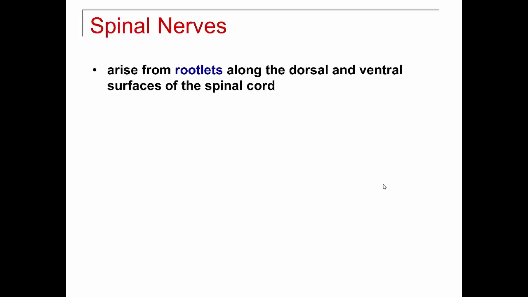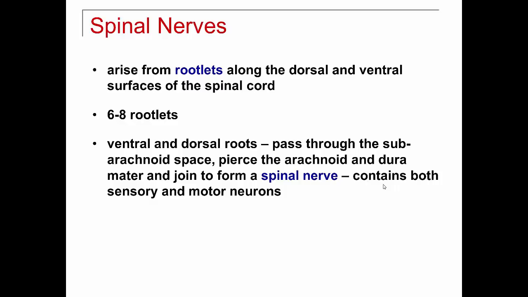As the axons leave the spinal cord, or just before they enter, if we're talking about sensory neurons, they form smaller bundles called rootlets. These rootlets are on both the dorsal and ventral surfaces of the spinal cord, and about 6 to 8 rootlets will merge together to form either the dorsal or ventral roots. These roots then pass through the subarachnoid space, where they pierce the arachnoid or dura mater and merge together to form what we refer to as the spinal nerve. Each dorsal root, as I've mentioned previously, contains a ganglion.